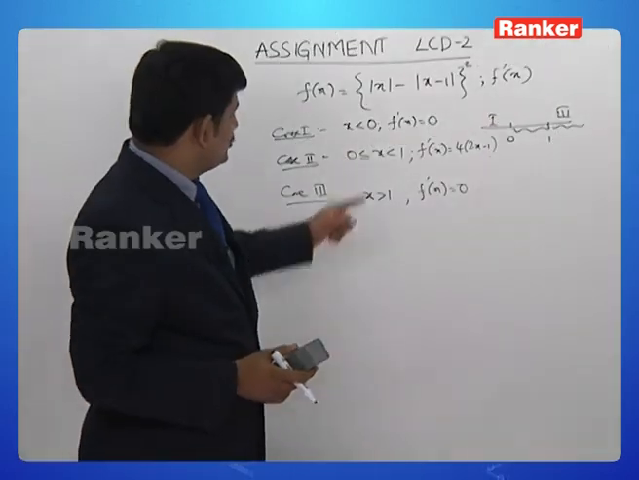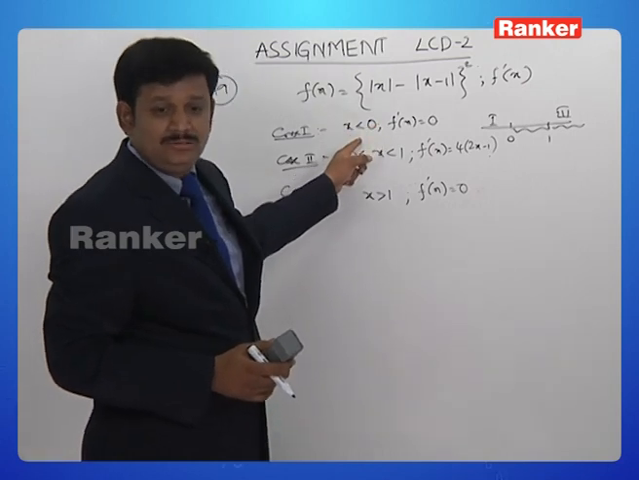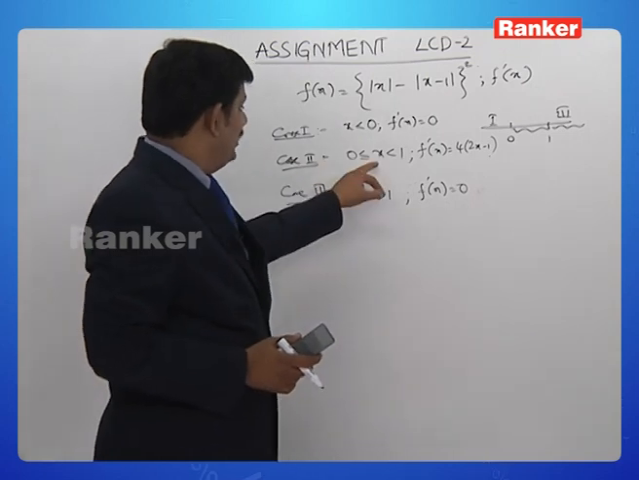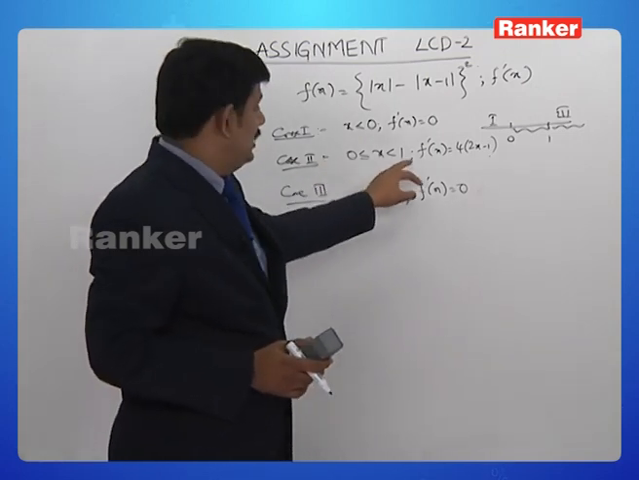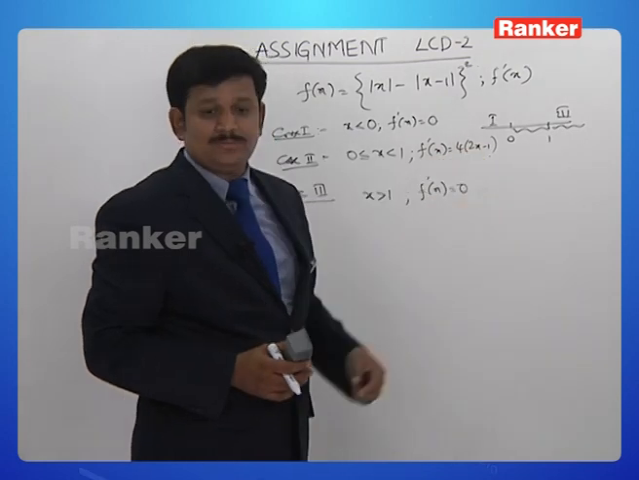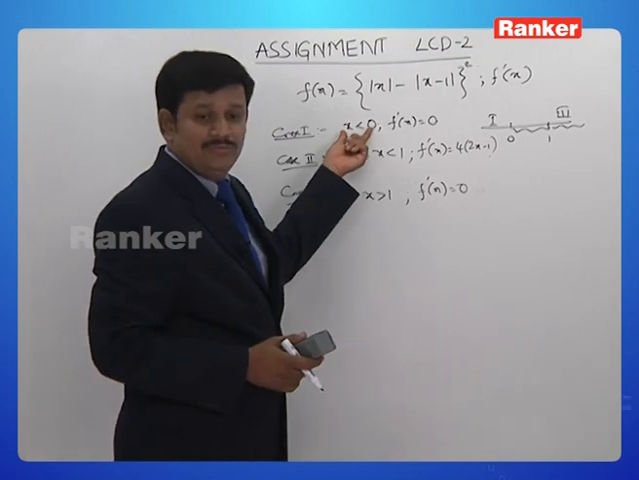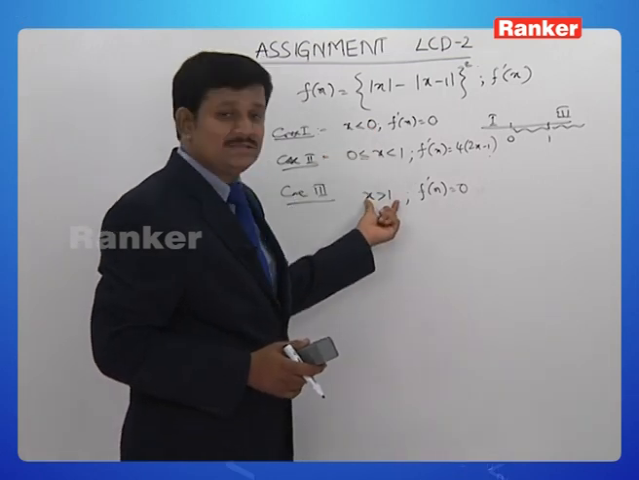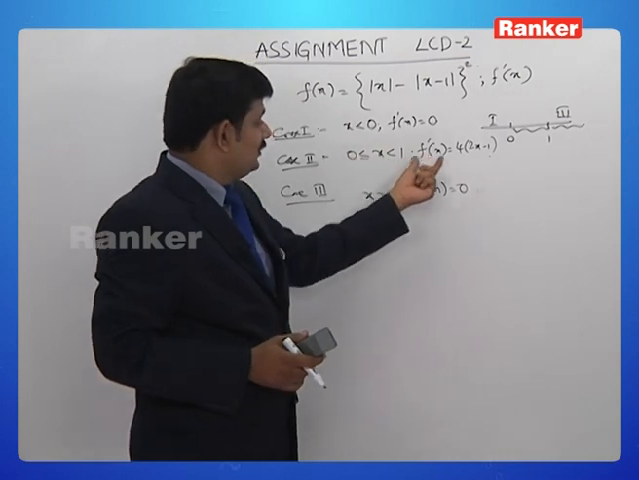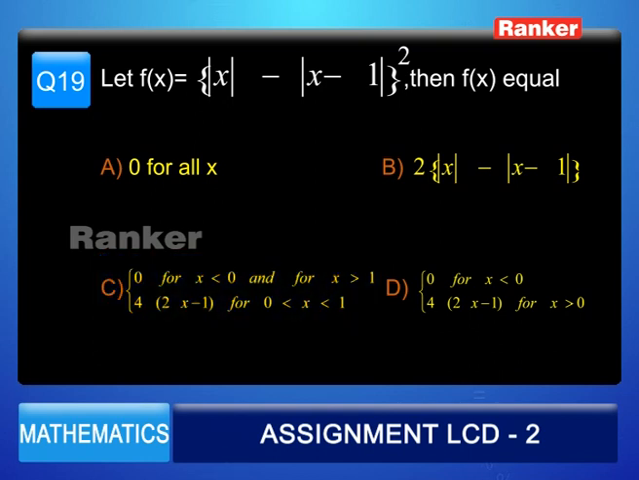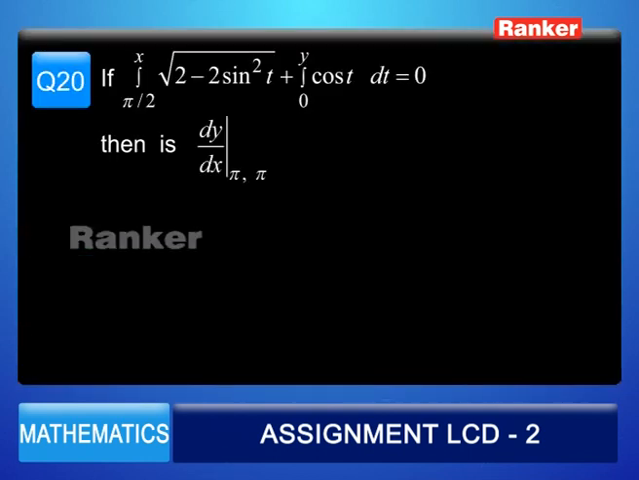So, f dash x is 0 when x is less than 0 and also for x greater than 1. And whenever x lies between 0 and 1, f dash of x is 4 into 2x minus 1. So, our answer is f dash x is 0 for x less than 0 and for x greater than 1, and f dash of x is 4 into 2x minus 1 for x lying between 0 and 1. So, answer is C.